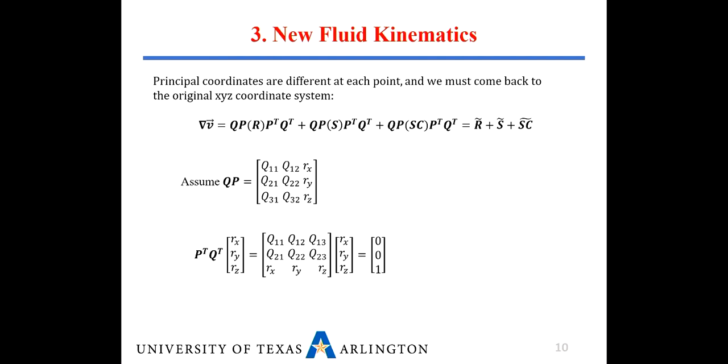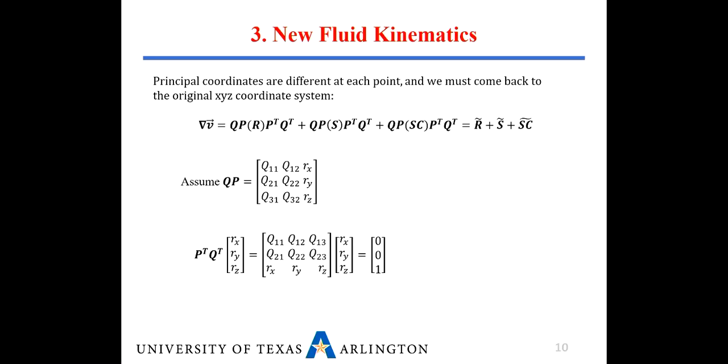This is a come back. Come back to the original small x, y, z. Okay? We need to come back. Because we do the P rotation and the Q rotation, we need to come back to the small x, y, z system, where we get R, S, and SC, the three parts, in the original coordinates.